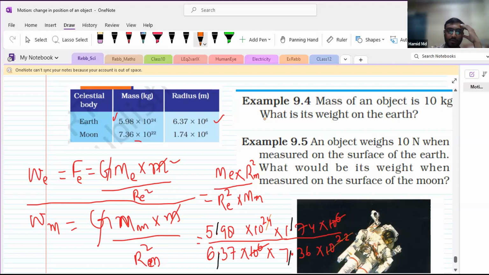It's not visible. You have to check this, red only. So I'm writing this on the board. Then this is 5.98 into 1.74. Now I don't have space. Give me a second.